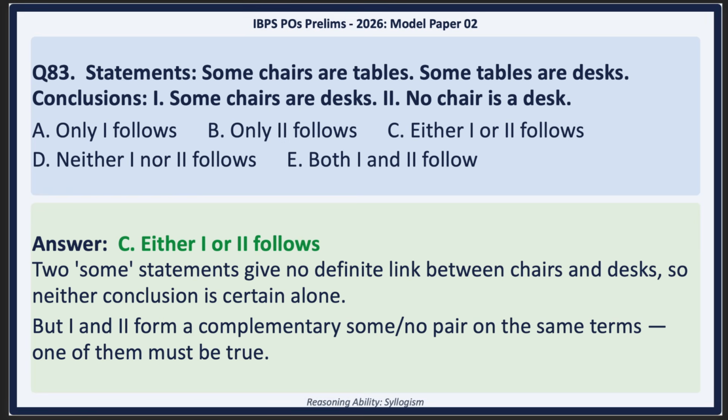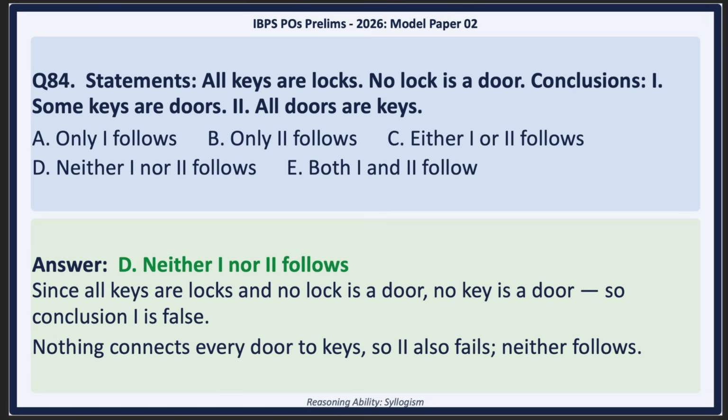The final syllogism, question 84, is pretty straightforward. All keys are locks. No lock is a door. So can some keys be doors? No, they are trapped in the lock circle. Are all doors keys? No. There is no connection. Neither follows.